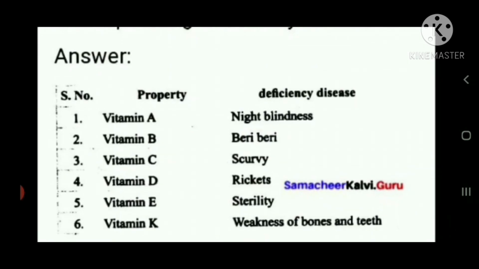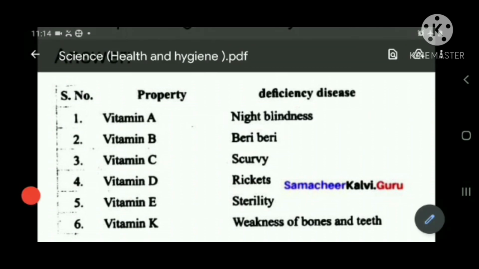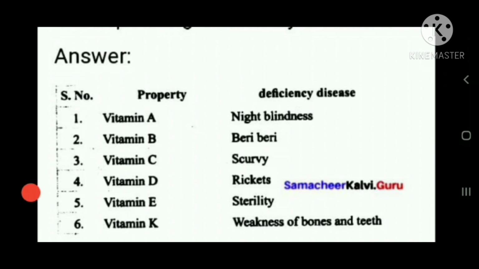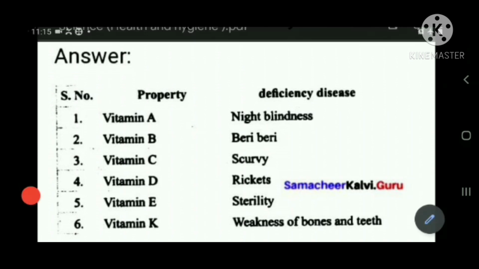I gave you a clue how to remember this also. See, B means beriberi, that you have to remember. C, scurvy. Vitamin A deficiency leads to night blindness. Vitamin B deficiency leads to beriberi. Vitamin C deficiency leads to scurvy. Vitamin D deficiency leads to rickets. Vitamin E deficiency causes sterility issues, and vitamin K deficiency causes weakness of bones and teeth.